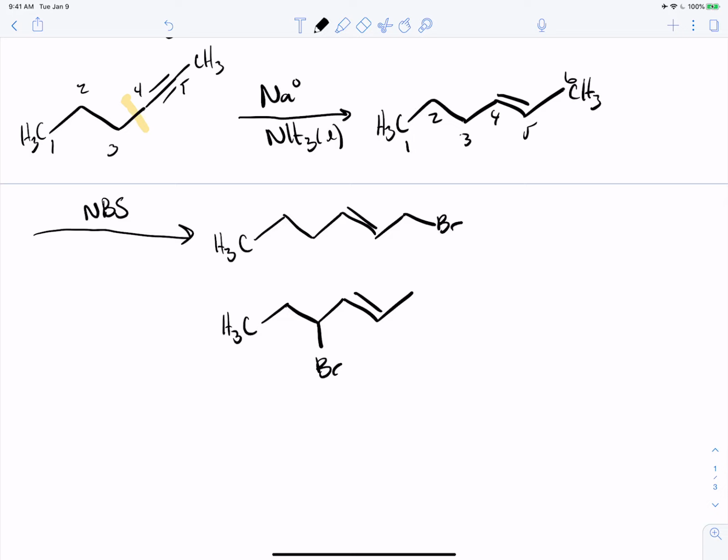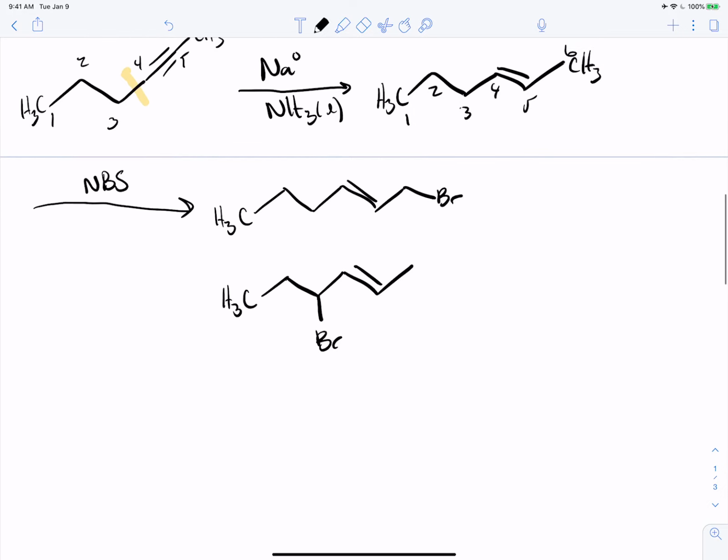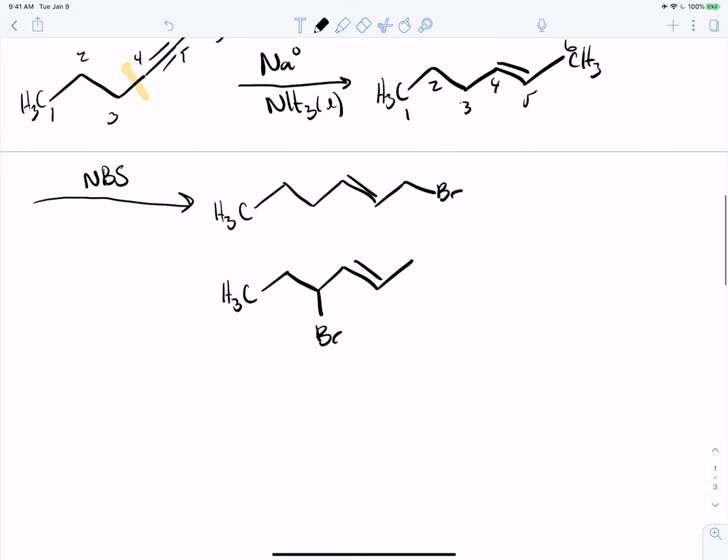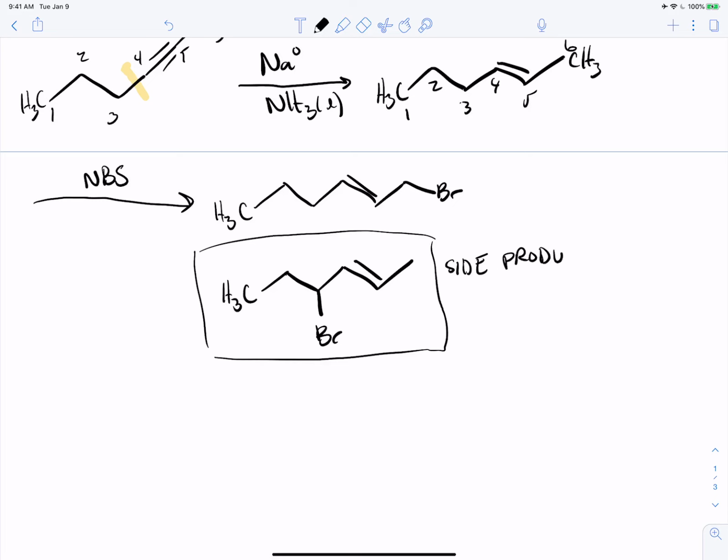Yeah, I mean, I can come up with other strategies. They start to get a little wild. So if you want to avoid this, so this is a lot of side product. And you would expect this to be the side product, or what I'm calling the side product. That would probably be the bigger product because this is primary and this is secondary. So you're going to get more of the secondary substitution than you will the primary.